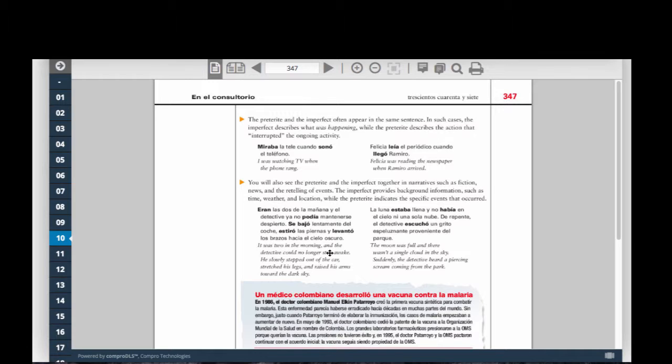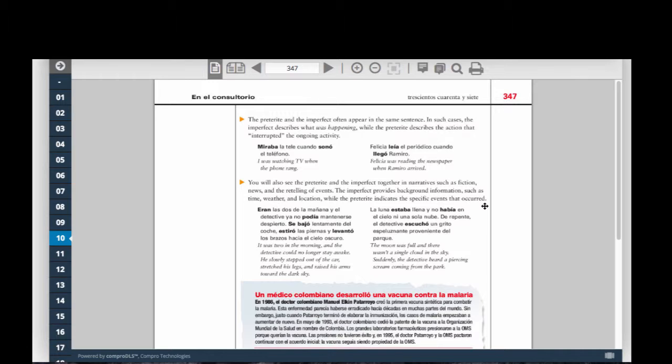Por ejemplo, miraba la tele cuando sonó el teléfono. So what is happening? I was watching TV, imperfect. Sonó el teléfono, that's the action that interrupts. And for that, I will use a preterite. So that's the combination of the two. And then the second combination of the two is in this paragraph here, when we tell a story, stories in the past, when we are doing a narration of a story in the past.